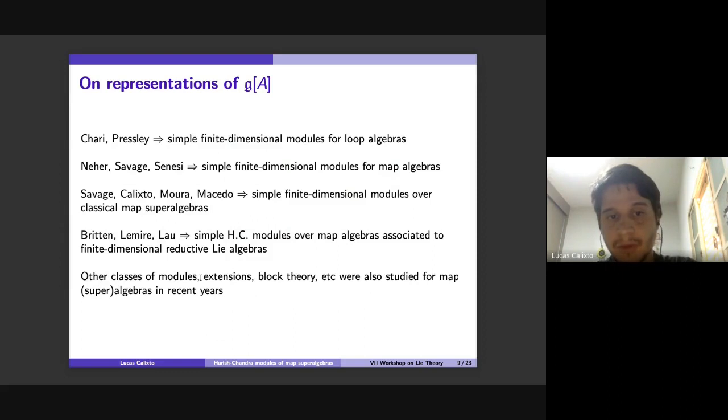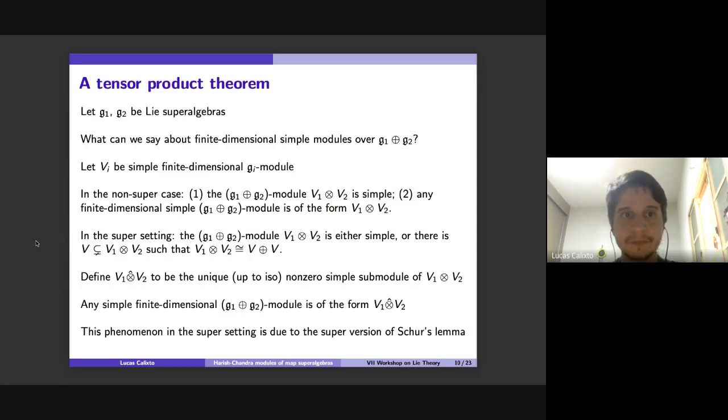Many other classes of modules, theory of extensions between simple objects, block theory, etc., were studied before for map superalgebras in recent years, like in the last 10 years. So there are many works on the representation theory of these Lie algebras and superalgebras. Now let me start to go into the details to prove the goal that I stated in the beginning, which is the classification of Harish-Chandra modules in this case.